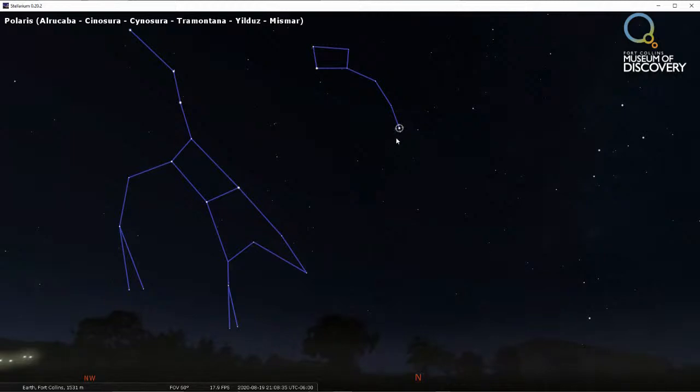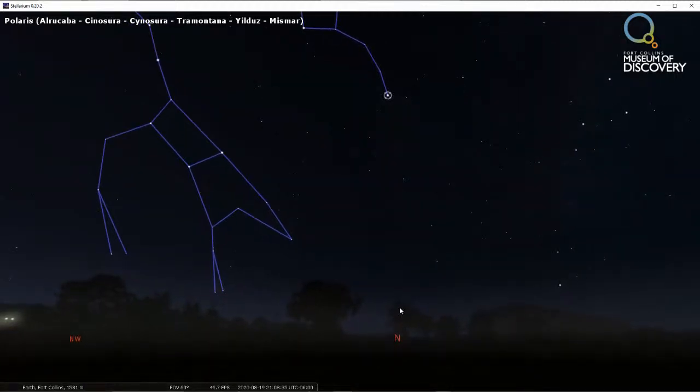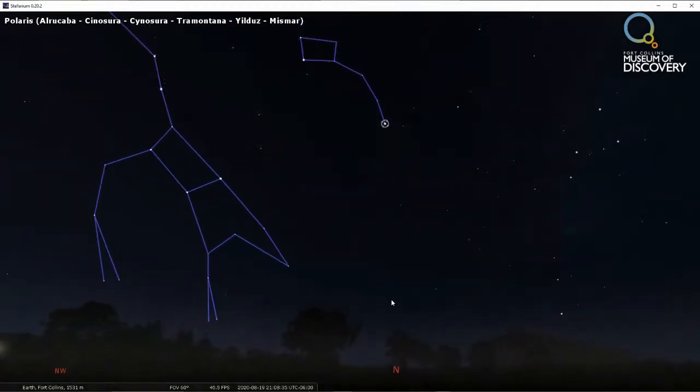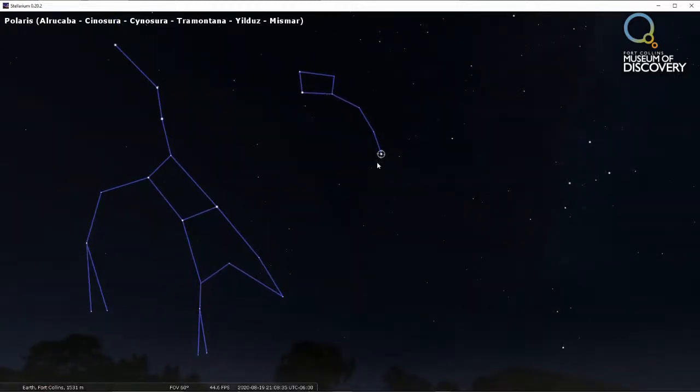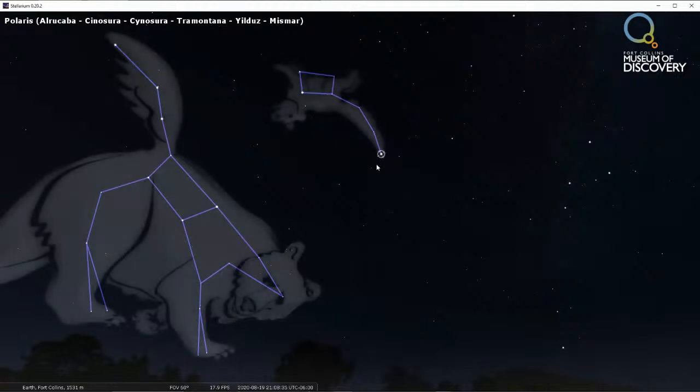And here we see the North Star glimmering, as it always does, almost right above the northern horizon. You can see the N for north down here on the horizon. And Polaris is at the end of the Little Dipper, which is the constellation also known as Ursa Minor, or the Little Bear. Now, I'm not quite sure if I've ever seen a bear with a long, bushy tail like this, but I guess when you're working with stars, you got to work with what you have.